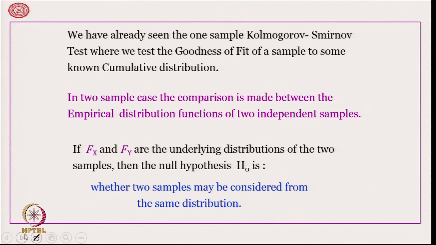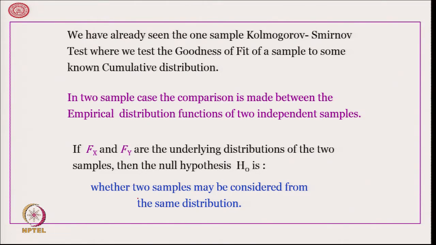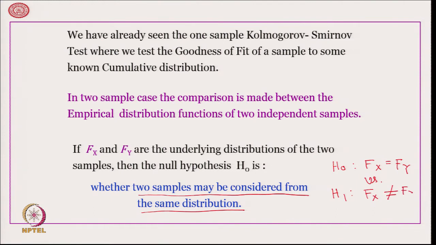So, let F_x and F_y be the underlying distributions of the two samples. Then the null hypothesis H naught is that the two samples may be considered to come from the same distribution. Therefore, we can write H naught as F_x is equal to F_y, against the two sided alternative, that is, whether they are different from each other. So, this is what we want to test.